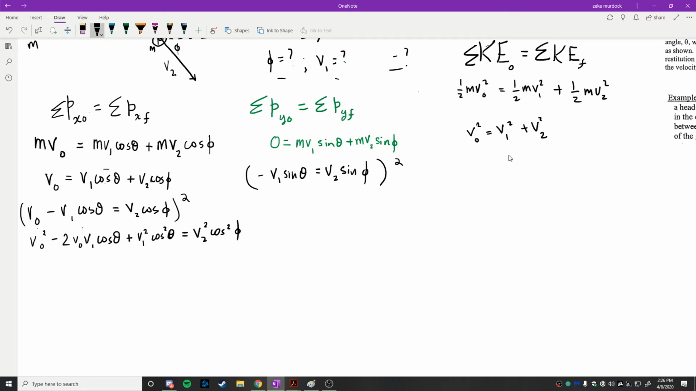Hopefully I didn't go through that too fast, but let me make it more clear what we're doing here. We're squaring that thing, right? So when you square that, it's a binomial, so you get v naught squared, you get plus v1 squared cos squared theta, and you get the cross term here, which has a 2 in front of it because you get 2 of them, okay? When we square this equation here, let's go back to green so we can identify the difference between these two. This one just becomes v1 squared sine squared theta is equal to v2 squared sine squared phi.